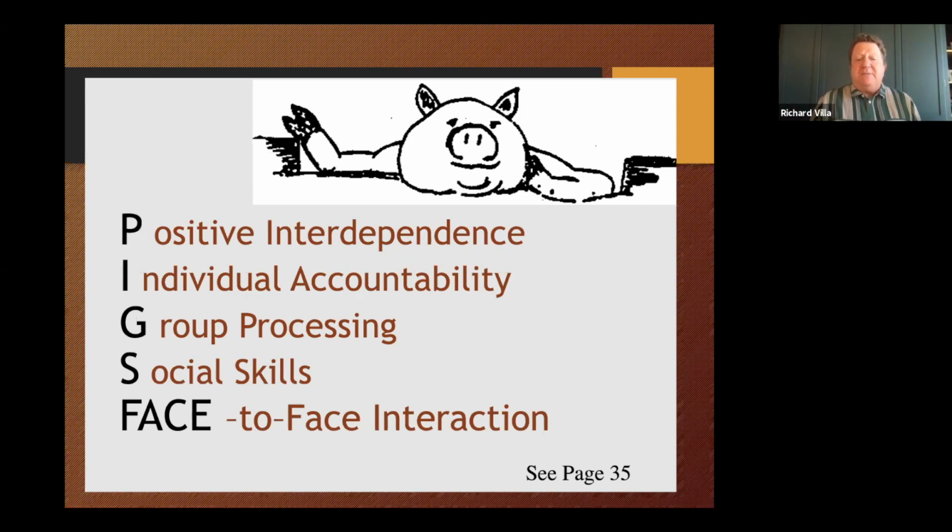Individual accountability, the I. The number one criticism we hear of cooperative group learning: one child did all the work, everyone put their name on it. That's not cooperative group learning. The teacher failed to assure the presence of individual accountability. All students must be held accountable.